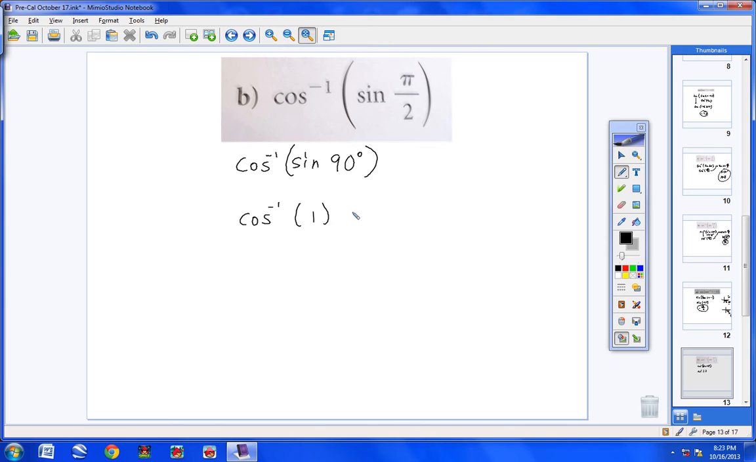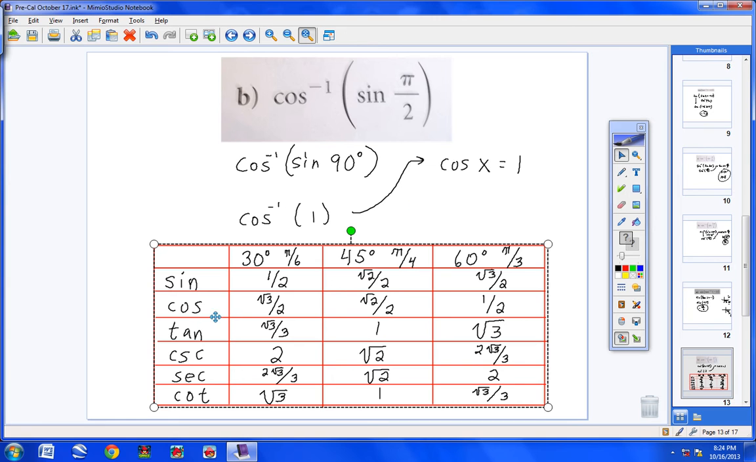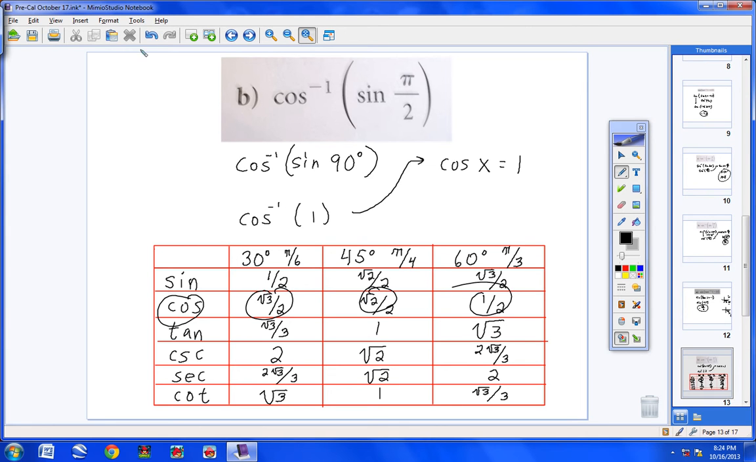Now we're going to rewrite this as an equation. Inverse cosine of 1 means cosine of angle x equals 1. Now when does cosine equal 1? What angle do you take the cosine of to get 1? Maybe it's on our chart. Here's cosine right here. I don't see 1 anywhere, so my table's not going to help me, guys.